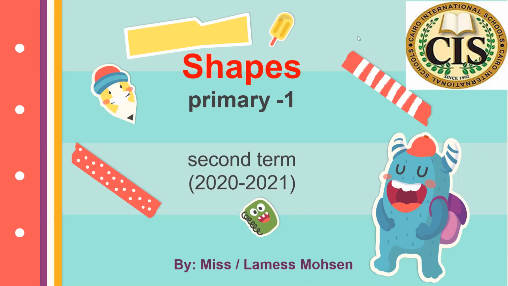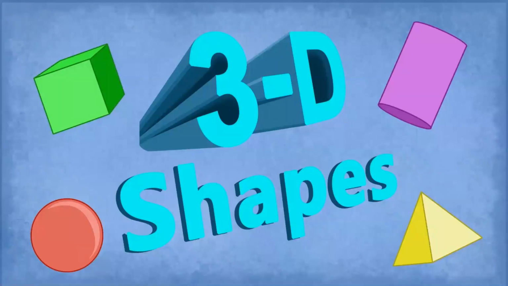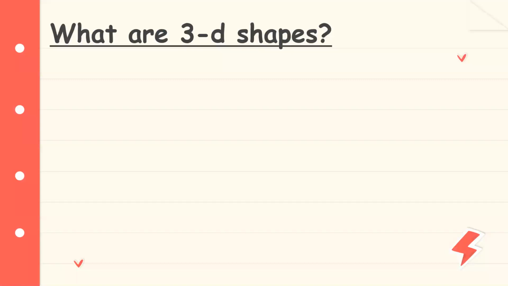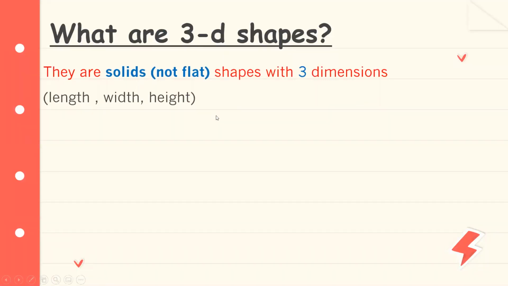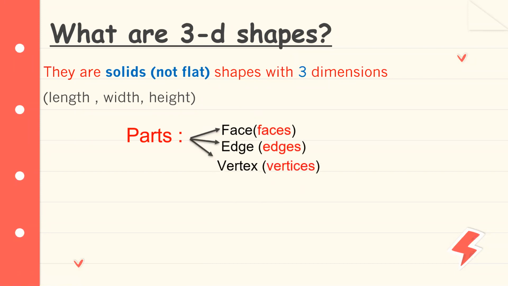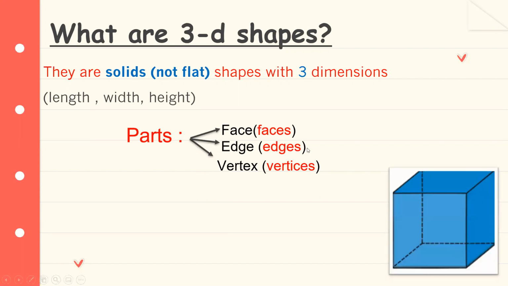Okay, now let's take 3D shapes. What are 3D shapes? They are solids. That means they are not flat like the 2D shapes. 2D shapes are flat, but 3D shapes are not flat. They are solids with 3 dimensions: length, width, and height. And also they have 3 parts: faces, edges, and vertex or vertices.